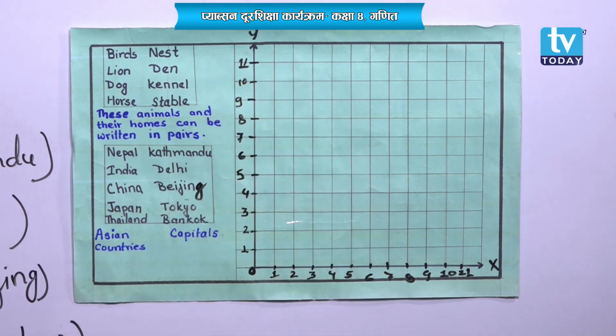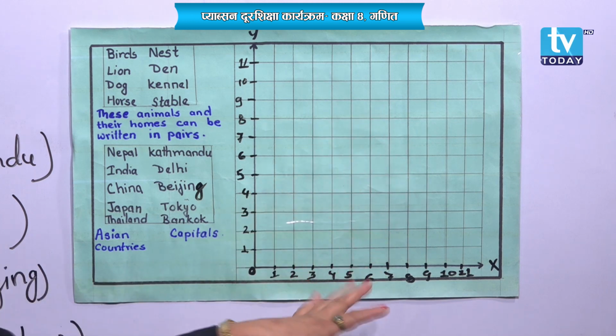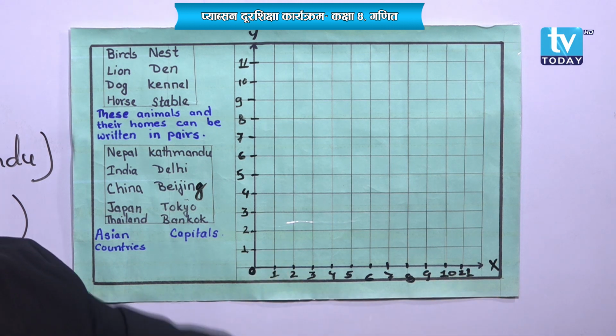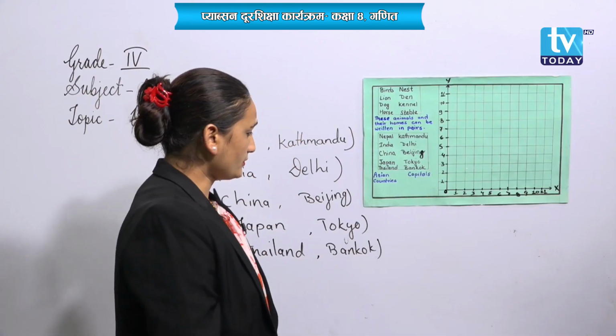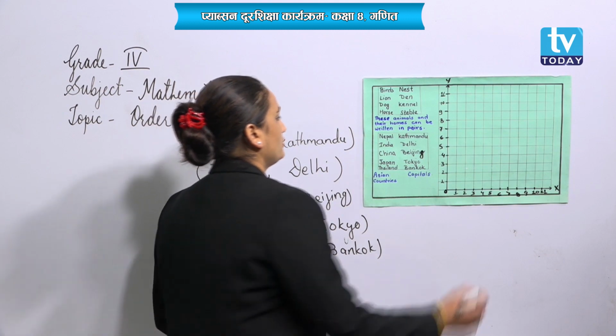Okay, now these are the square boxes. They are all square boxes, and each square box contains 1 square centimeter. So you can make it about a centimeter. Okay. So students, I'm going to plot a point over here. Okay, now have a look.